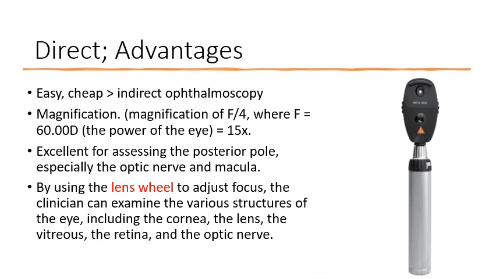It's excellent for assessing the posterior pole, especially the optic disc and the macula, which means the central part of the fundus. And by rotating the lens wheel, we can change the focus to see different parts of the eye. So when we dial more plus lens, we shift the focus more anteriorly, and we can focus on anterior structures like the cornea, the lens, etc.